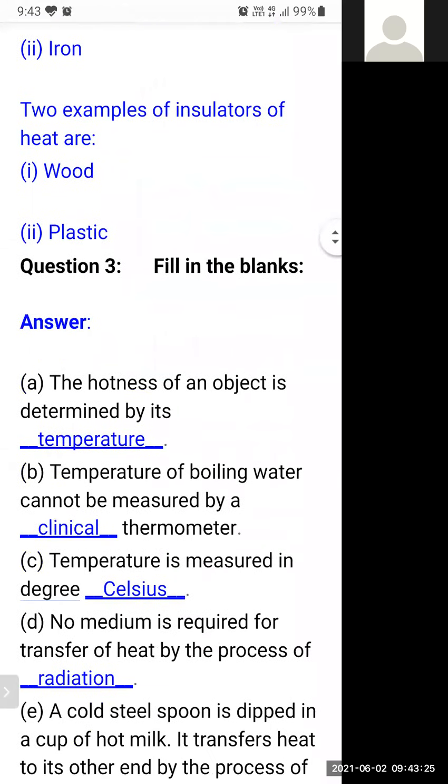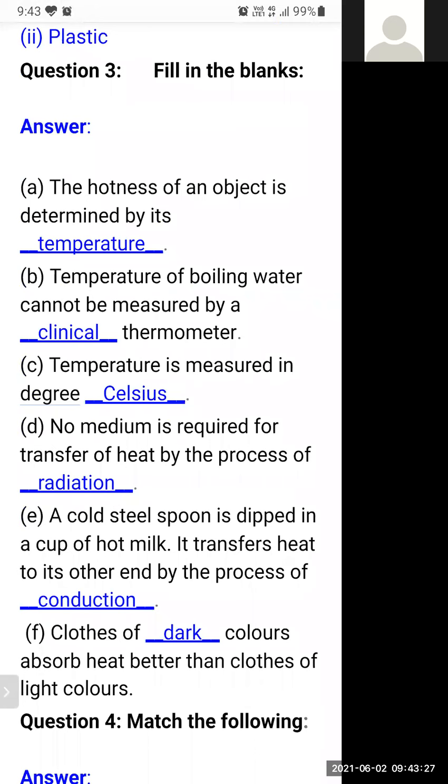Question number 3, fill in the blanks. The hotness of an object is determined by its temperature. Yes. You know that the degree of hotness or coldness is known as temperature. So we have covered this topic in important terms. But while we were doing the important terms, these topics came there. What is temperature? The degree of hotness or coldness is known as temperature.